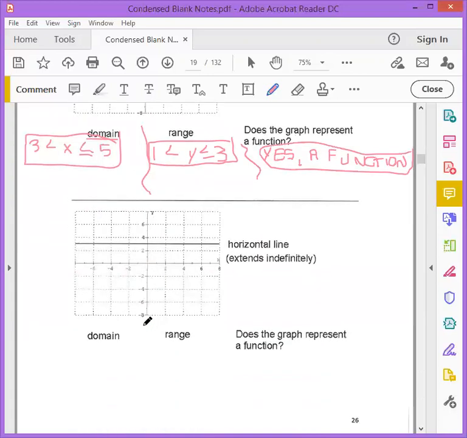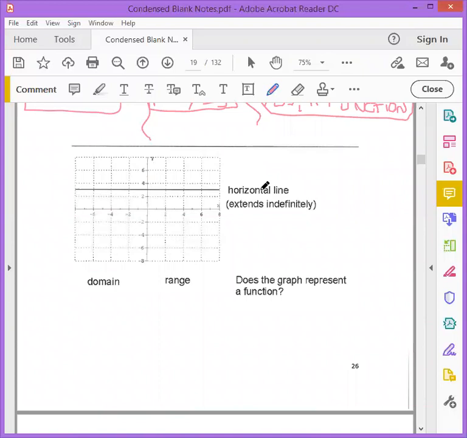Now let's look at another graph. We see this horizontal line and we're told that it extends indefinitely. So the line goes on and on horizontally from left to right, and that's going to impact our domain when we look to see what the potential values of our x coordinate. It could be any number because that line continues on forever and ever. We have all values here on the x-axis. We would represent the domain as all real numbers.